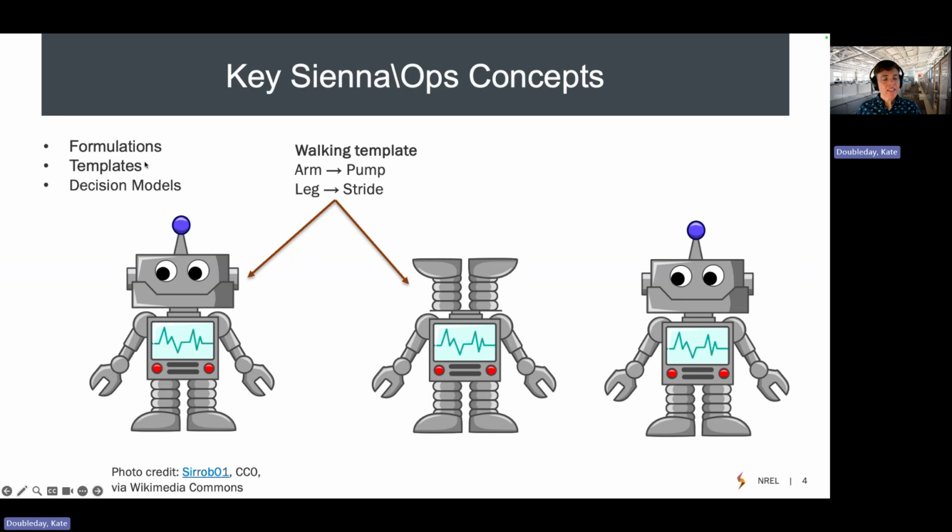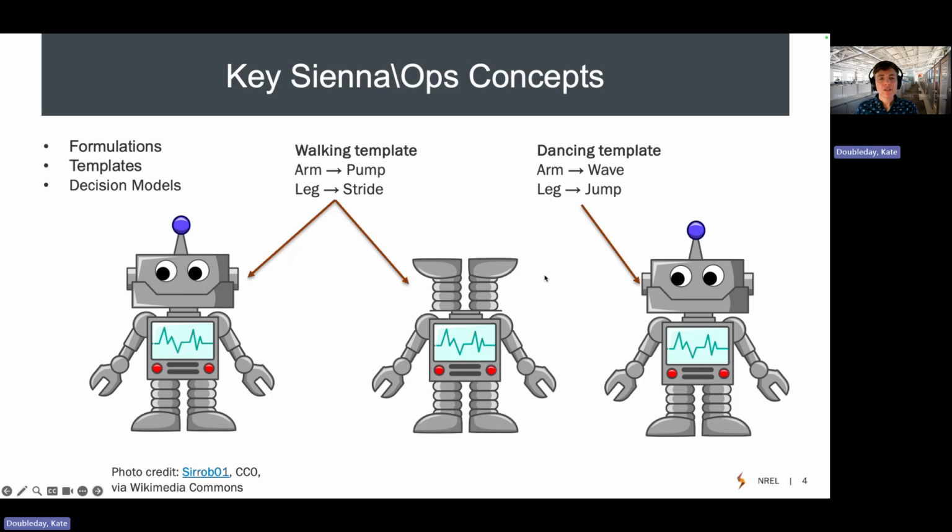The idea is that in Sienna Ops, we define templates for behavior that include the descriptions or the formulations for how each component in the system should behave. We used an analogy of making a robot, which is our data set, do different behaviors. So that included, for example, making a walking template where we tell every arm in the robot to pump and every leg to stride. We can apply the same template to different robots and get different movements and different behavior.